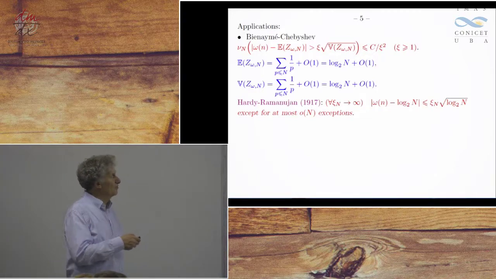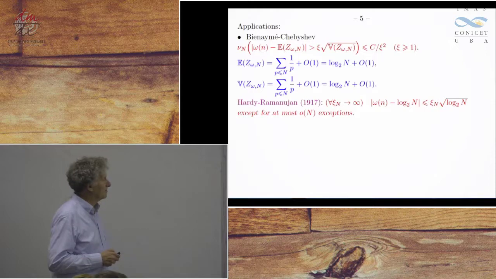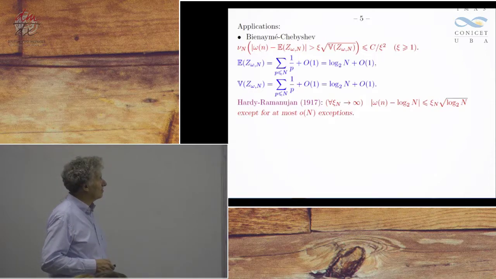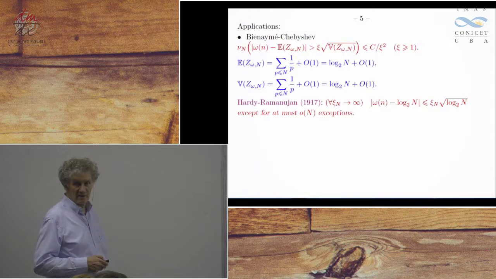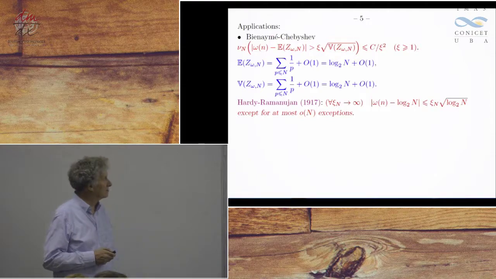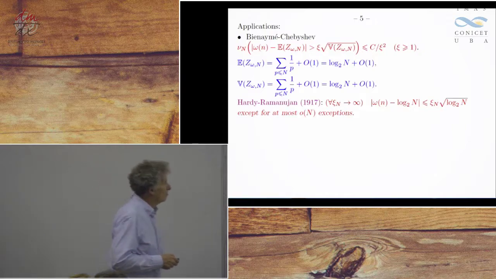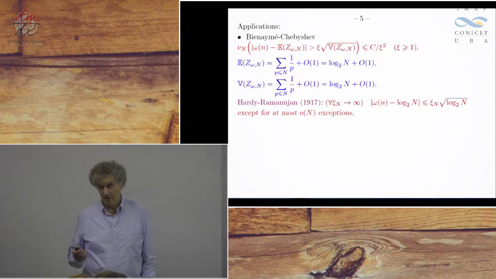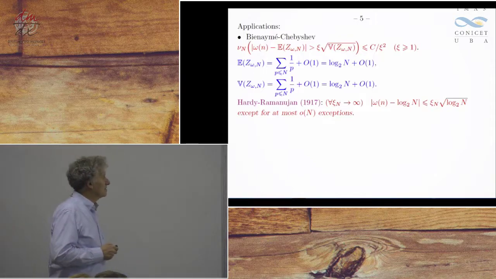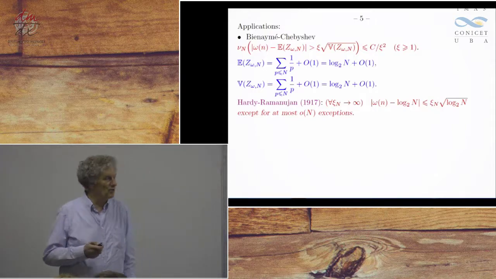And the proof via the Turan-Kubilius inequality is just enlightening and very clear. And it says that the number of prime factors of an integer up to capital N is actually close to log n, with an error which essentially is less than root log n times anything tending to infinity, for almost all integers up to N, that is with at most little o of capital N exceptions.